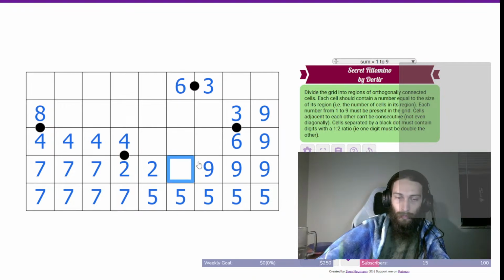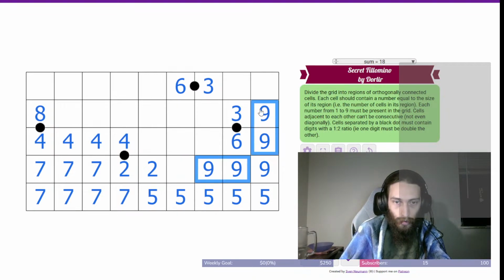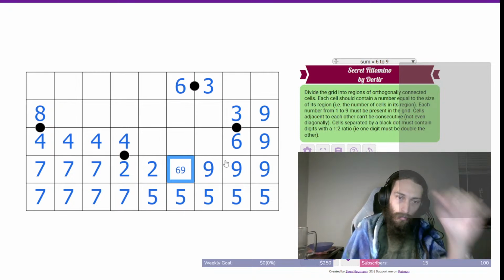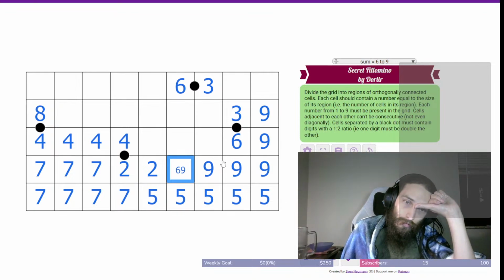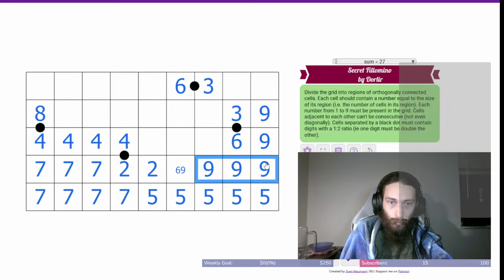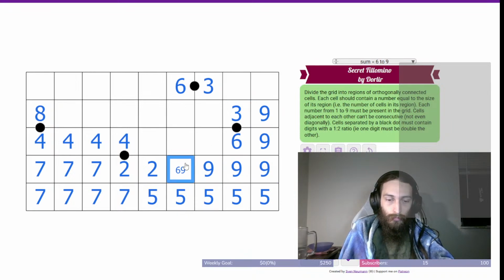Because what can this digit be? If the 9s are correct. It cannot be 1, 2, 3, 4, 5, 7. And it can't be 8. And it can't be 6. Oh yeah, it could be 1, 2, 3, 4, 5, 6. But then 9's stuck. True. Yeah, 9 would be, well, that has to be a 9.